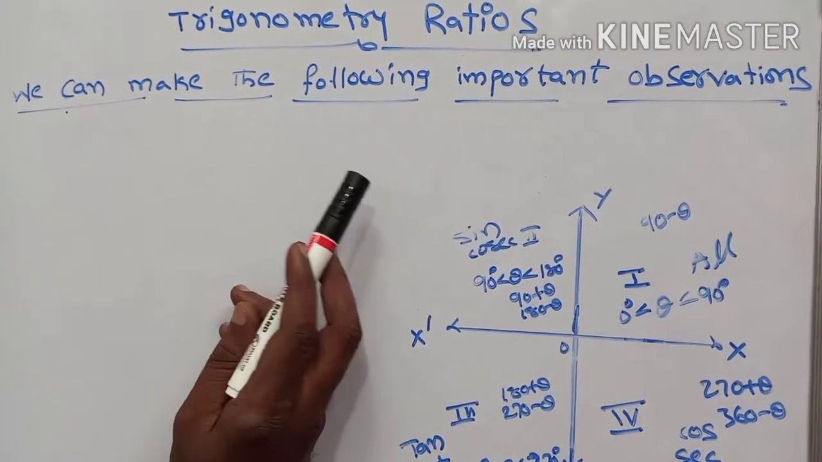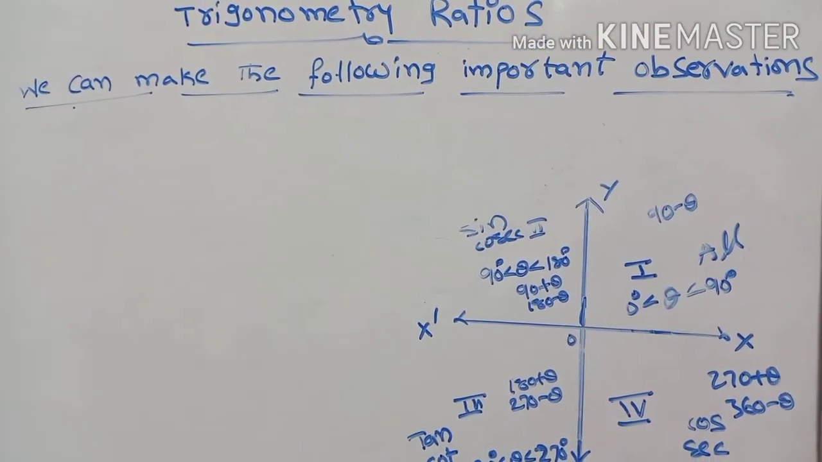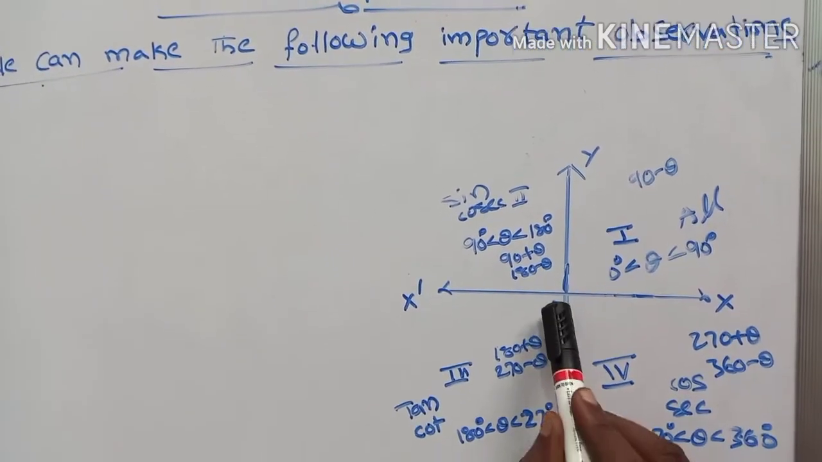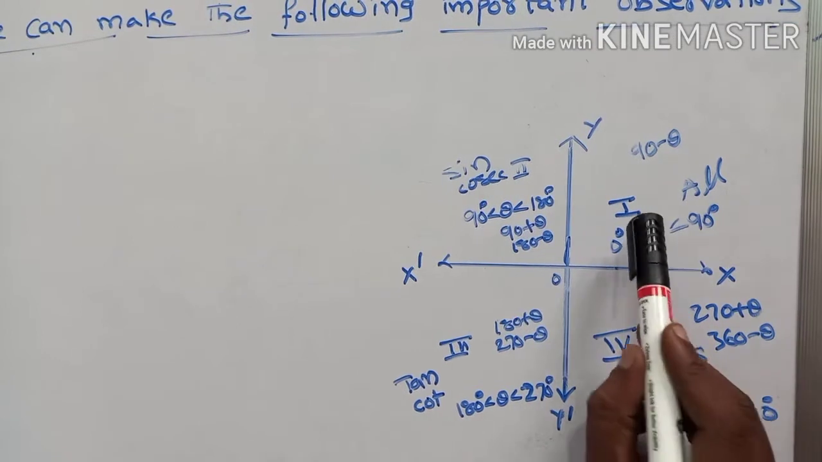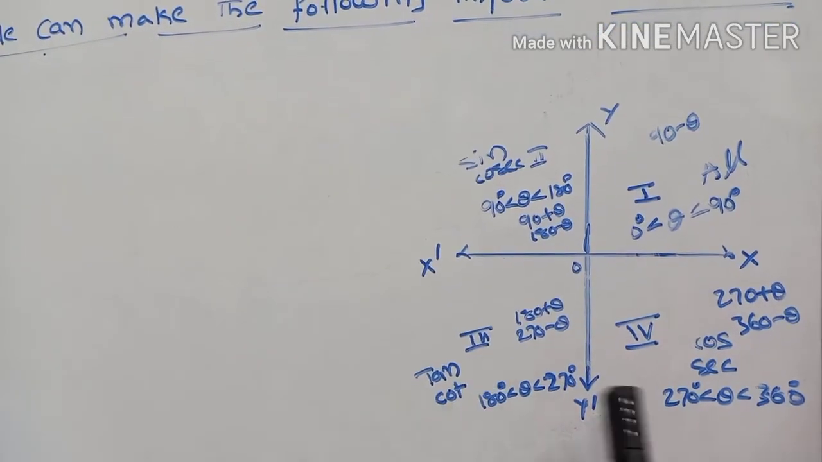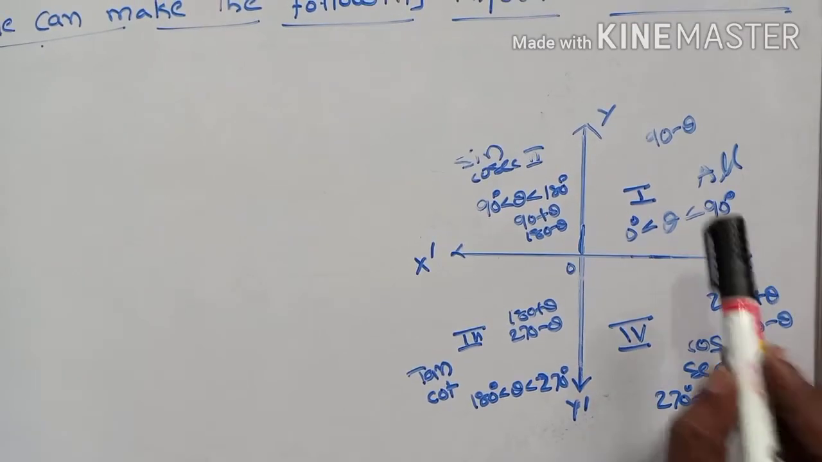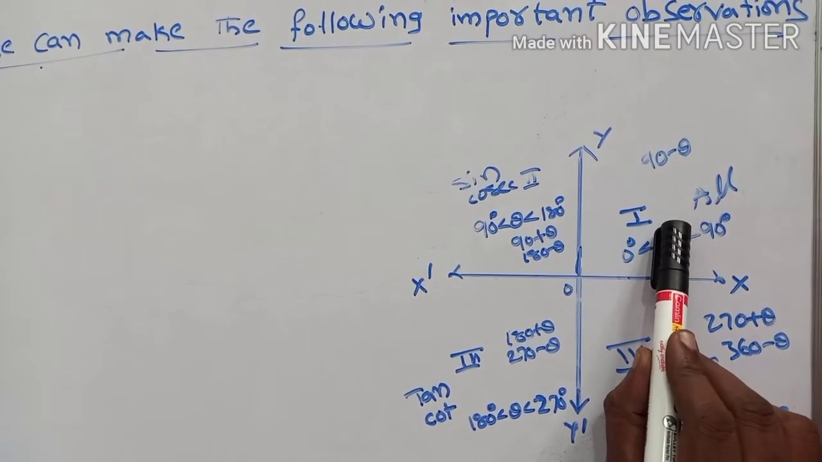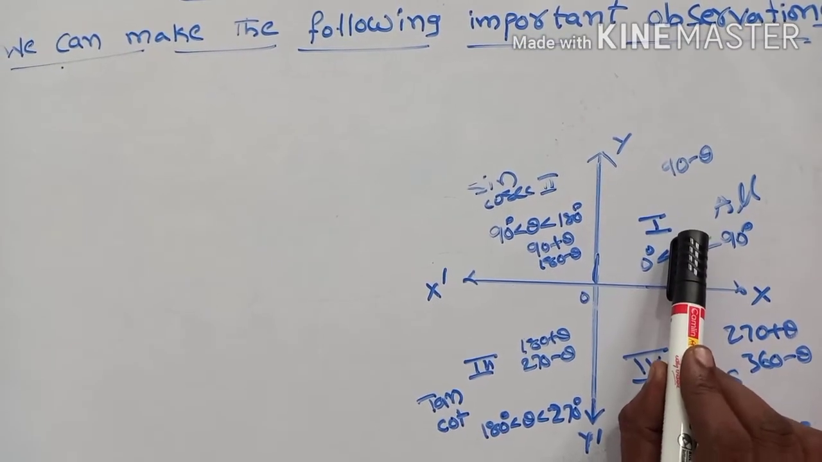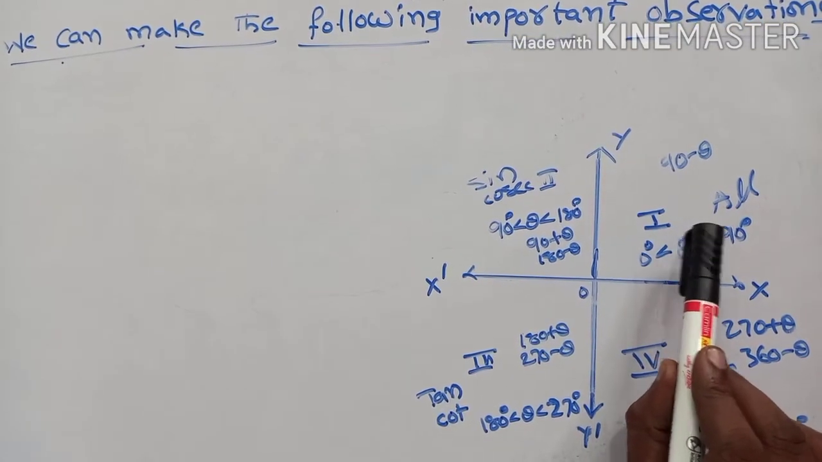We can make the following important observations. This is the x-axis, this is the y-axis, and O is the origin. This is the first quadrant, here the second, this is the third, and this one is the fourth quadrant. In the first quadrant, all trigonometric ratios are positive. All means sine, cos, tan, cot, sec, and cosec.